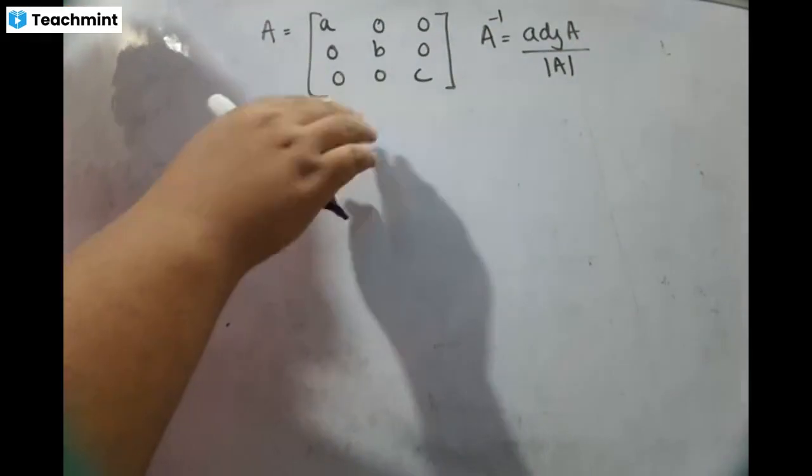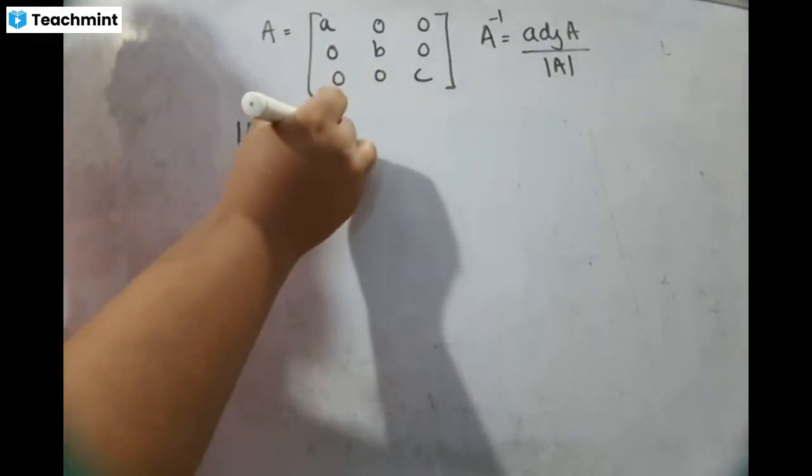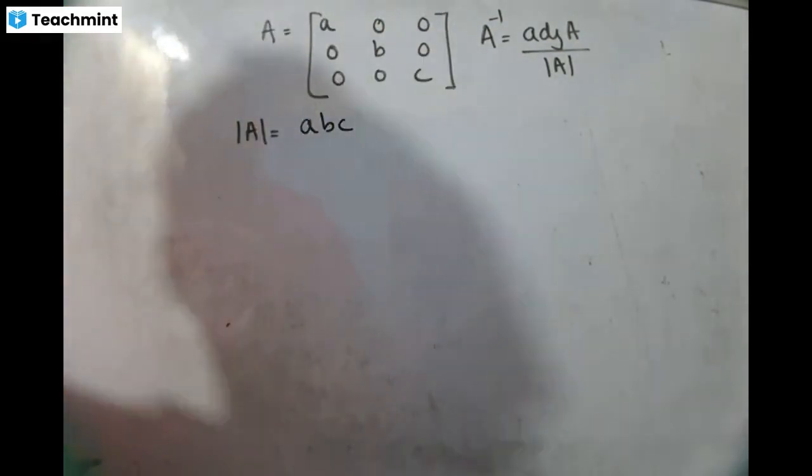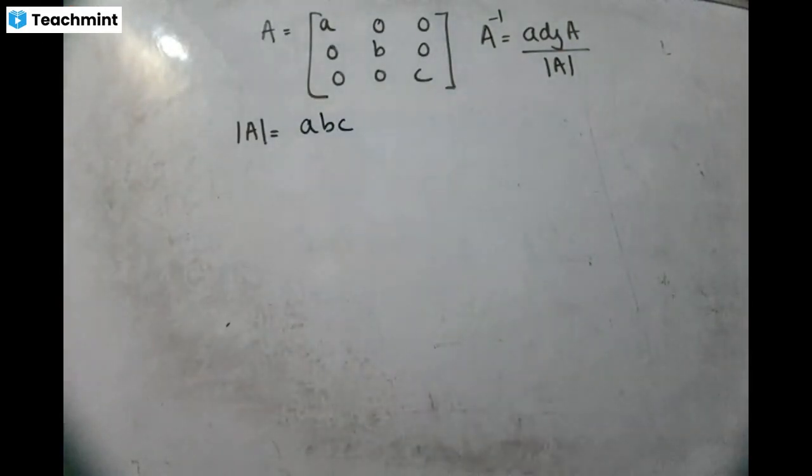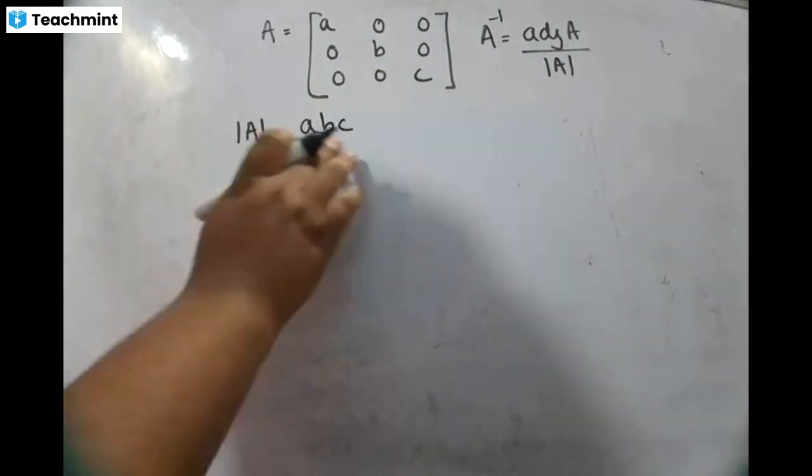So the determinant of a diagonal matrix is nothing but the product of the diagonals, that means ABC. See, you save so much time. If you didn't know this, then you would end up expanding the determinant, which I'll be teaching you in the next question, how to expand a determinant. Okay, you got the determinant.